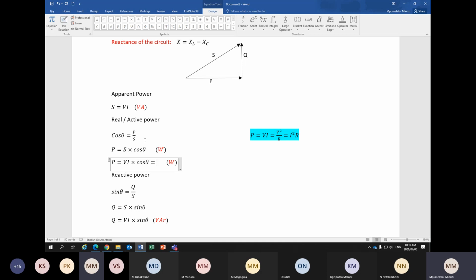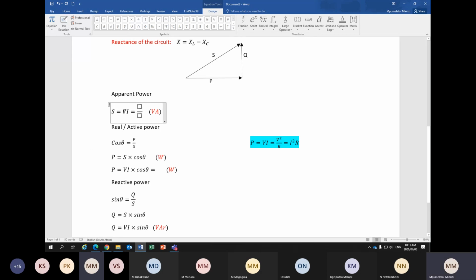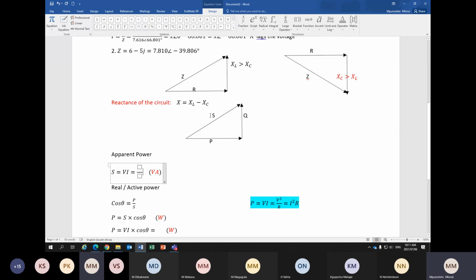if we start with this one, the apparent power, let's start with the apparent power. Now with this, you have the voltage multiplied by the current, but the apparent power is on the hypotenuse. What do you have on this triangle? What do you have on the hypotenuse, guys?